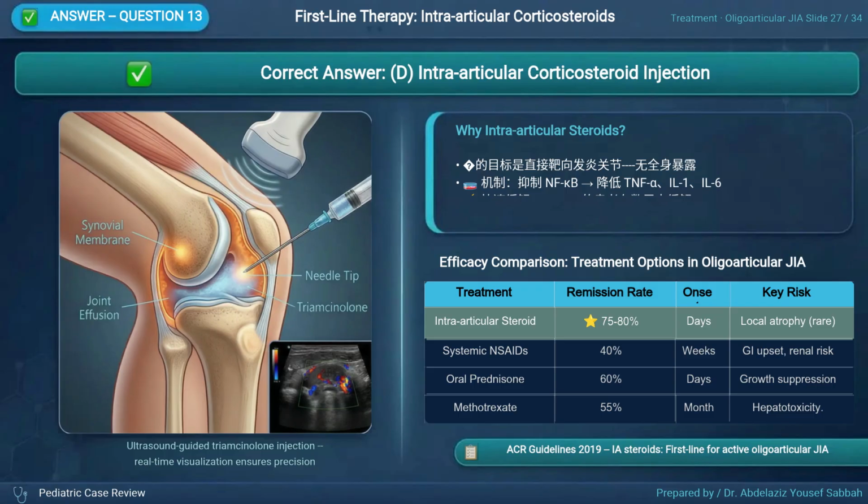Methotrexate has a 55% remission rate with onset in months and risk of hepatotoxicity. The American College of Rheumatology 2019 guidelines recommend intra-articular steroids as first line for active oligoarticular juvenile idiopathic arthritis.